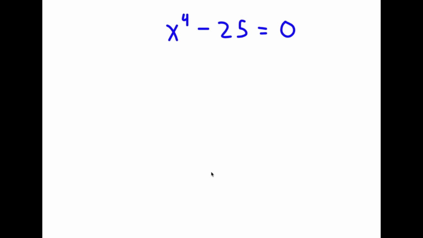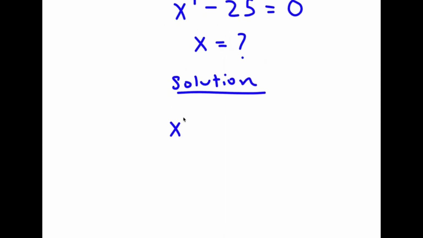Alright, so in this problem, I have x to the power of 4 minus 25 is equal to 0. So I'm going to find the value of x here. So for my solution, first start with x to the power of 4 minus 25 is equal to 0.